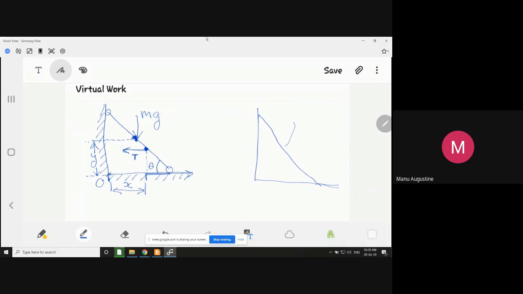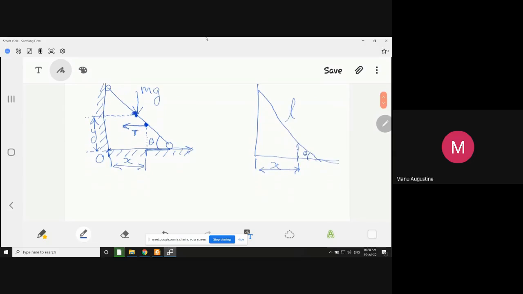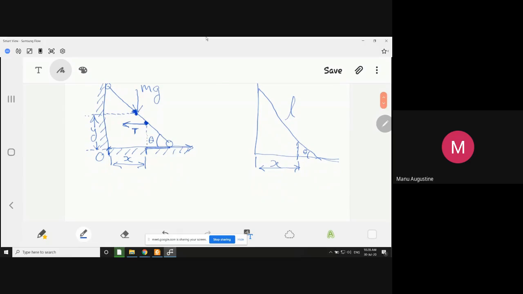This is the complete length of the rod. This distance is x. This is theta. Now, what I want is to develop a relationship between x and theta. Now, let me name these vertices as A, B, C, D, and E.